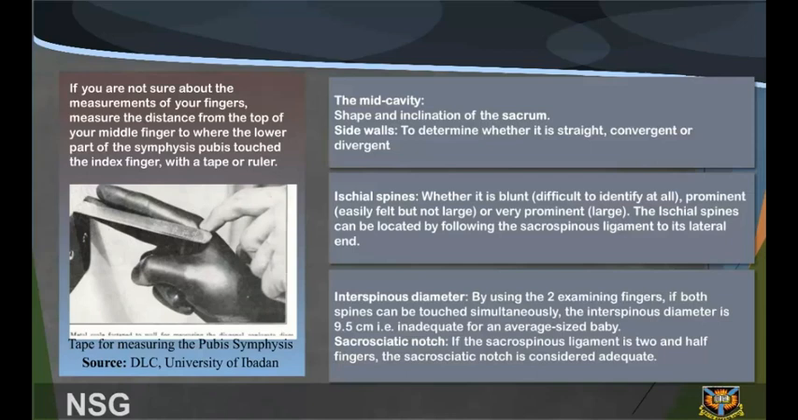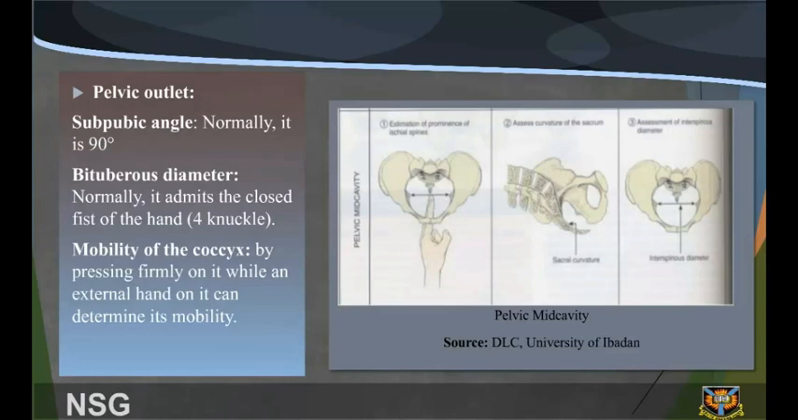Interspinous diameter. By using the two examining fingers, if both spines can be touched simultaneously, the interspinous diameter is 9.5 cm, that is, inadequate for an average-sized baby. Sacrosciatic notch. If the sacrospinous ligament is 2.5 fingers, the sacrosciatic notch is considered adequate. Pelvic outlet. Subpubic angle. Normally it is 90 degrees. Bituberous diameter. Normally it admits the closed fist of the hand. Mobility of the coccyx. By pressing firmly on it with an external hand on it, one can determine its mobility.